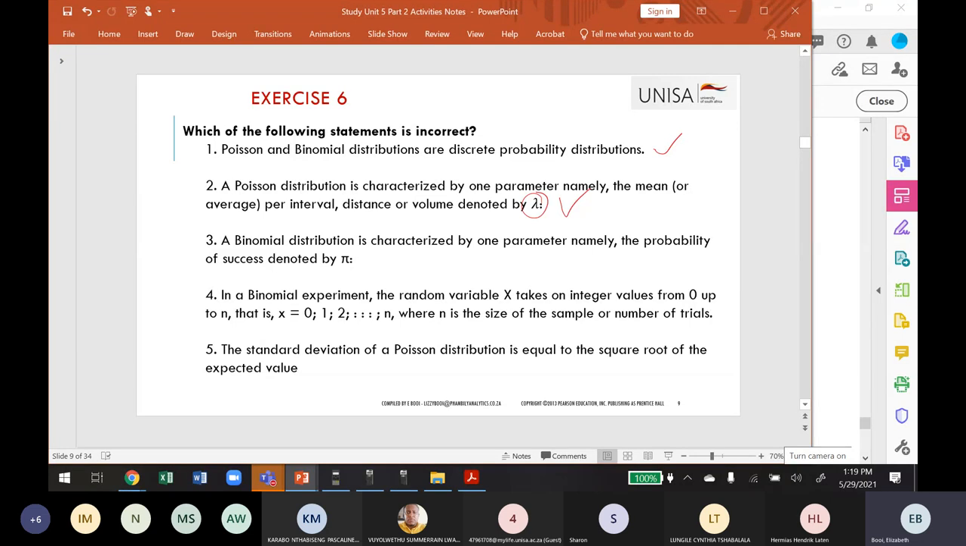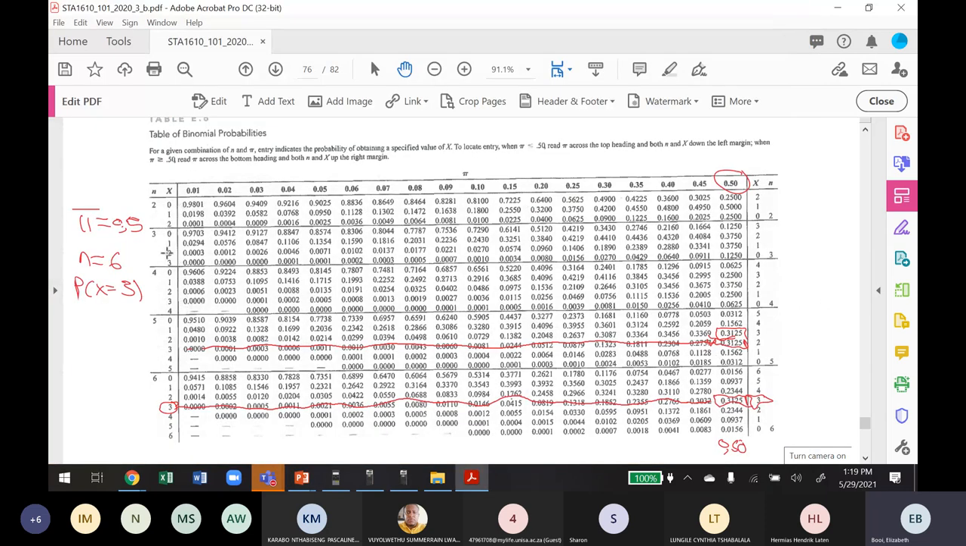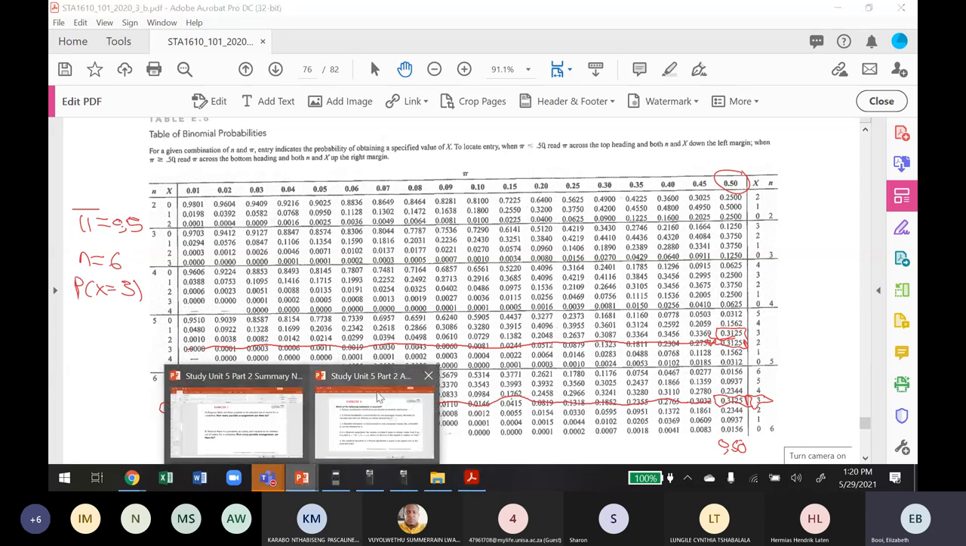A binomial distribution or a binomial experiment, the random variable X takes on integer values from 0 up to n. That is X of 0, 1, 2 up until n, where n is the sample size or the number of trials. Is that true or false? True. It is true. If you are in doubt, you can use your table to look at, because the table will guide you. They start at 0 to n. If n is 3, it will end at 3. If n is 6, your x value will end at 6. And because these are integers, not interval values, they do not have decimal values. Okay, that makes it correct.